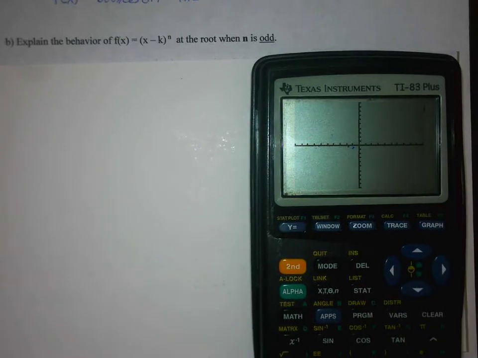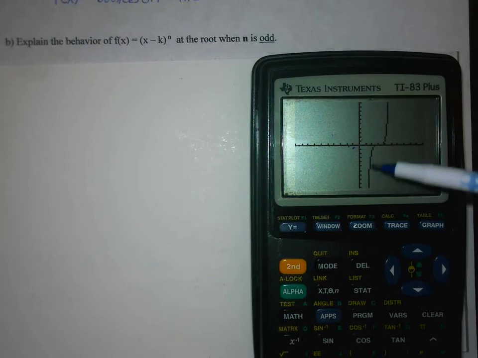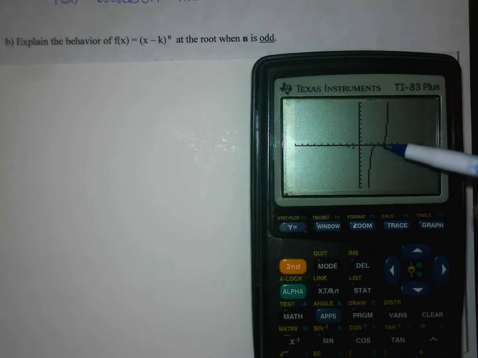Okay, so if I graph that, notice we get our basic cubic graph, or in this case a 5th exponent graph, x to the fifth, where it has that little bend in it. But notice what's happening is it's actually passing through that point.